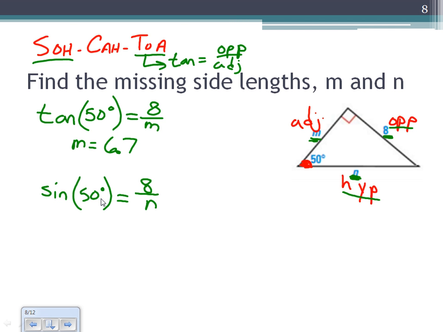What'd you get? 10.4? How many people got 10.4? How many people did not get 10.4 and know where the mistake is from? Anybody? Okay, so what did you do after that? You did the top, put it over 1, and then you cross multiply. Yeah, you did.